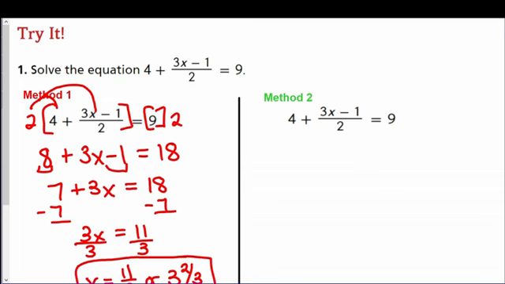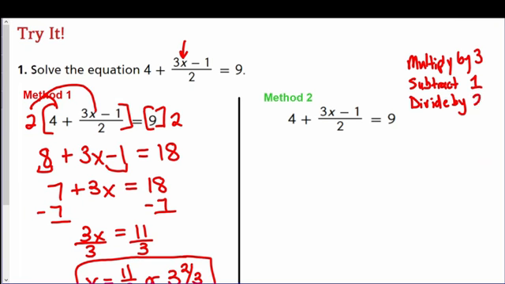Now let's look at method 2, which is just reversing the order of operations. So I'm just going to start with x, and I'm going to work my way through the order of operations and just list out what's happening to x in the order that they happen in this equation. So the first thing that happens to x is it is multiplied by 3. The next thing that happens is we subtract 1. Then we divide by 2. And then lastly, we add 4. And that gets us to a result of 9.